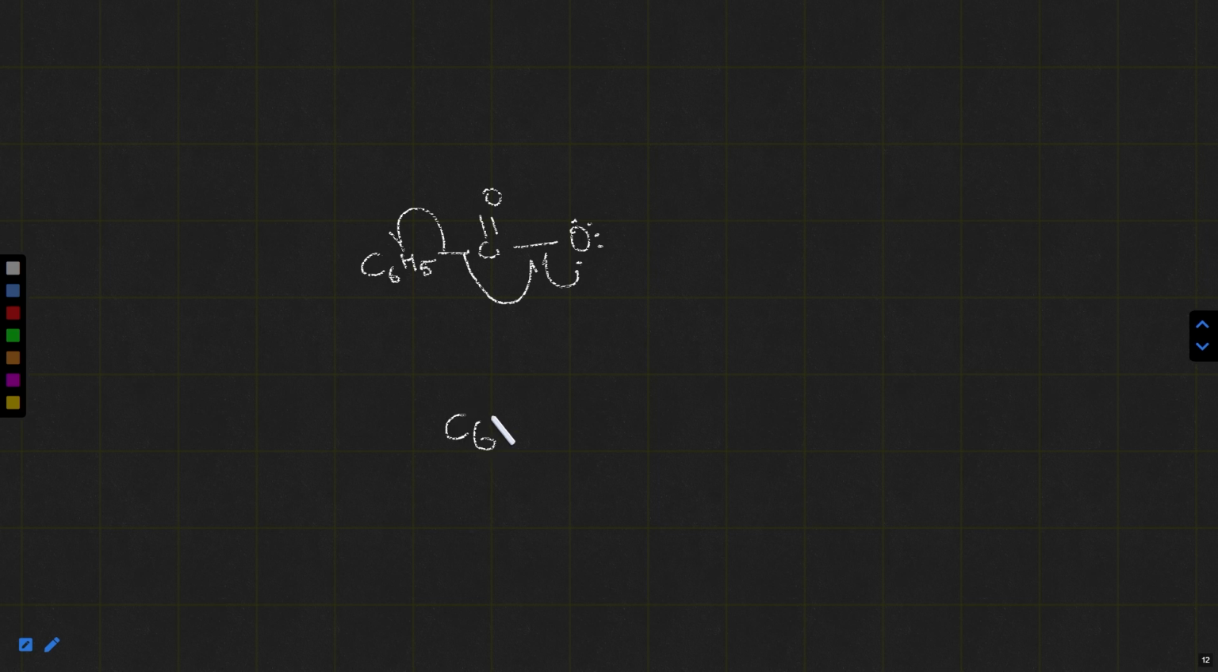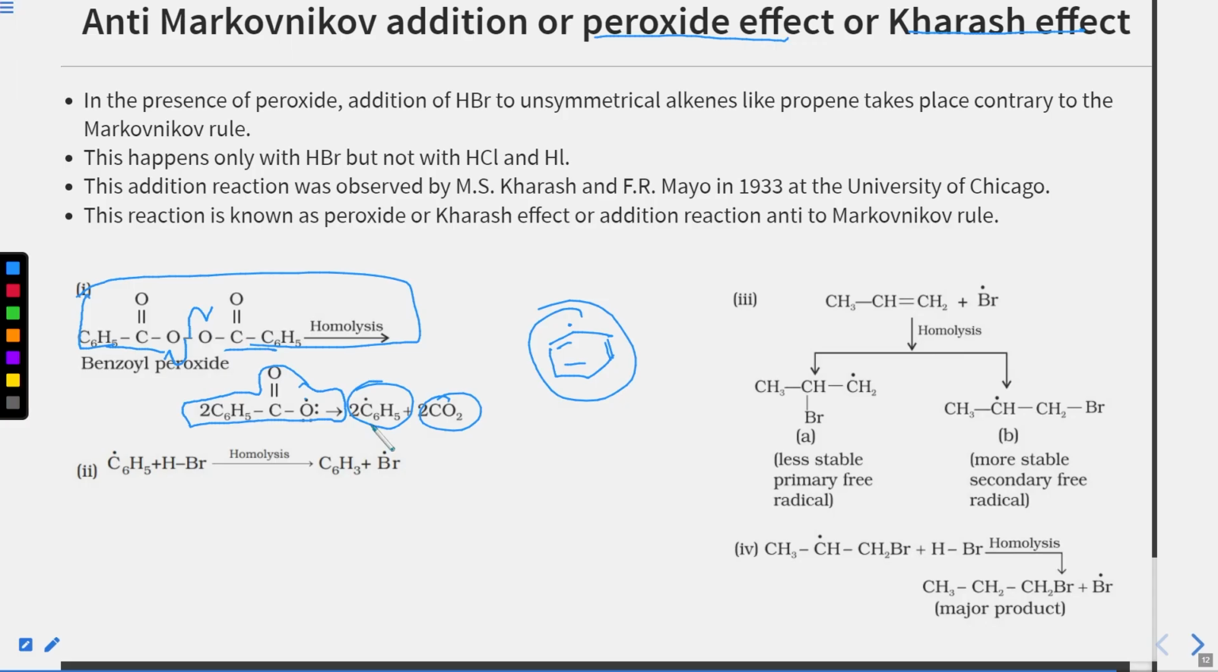Therefore, we will have a C6H5 dot plus. Now you can see that one electron is coming from oxygen and the other electron is coming from the carbon bond. So that would result in a bond. Therefore, we'll get it as CO2. So one phenyl radical and one carbon dioxide molecule. Since we have two of those, that is 2 C6H5 dot and 2 CO2.